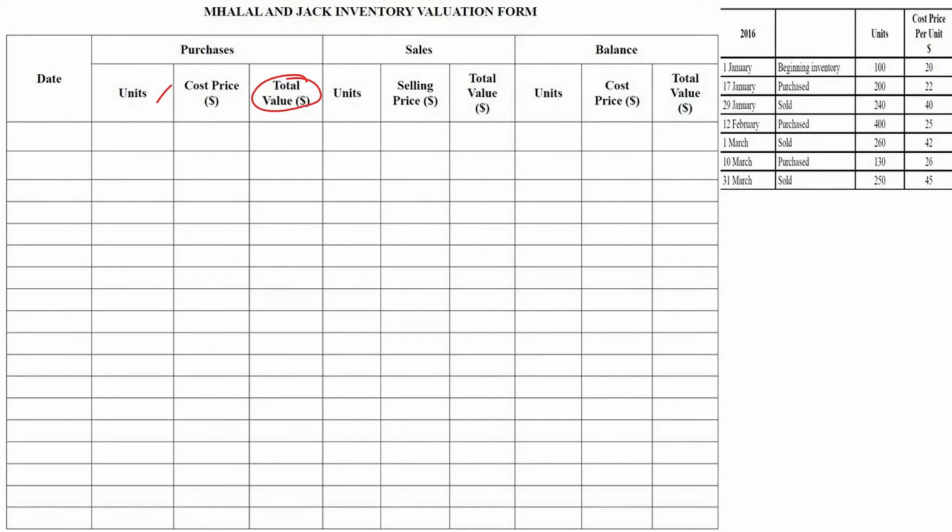Under our sales section, again, we have the units. That will be the number of units that was sold. We have the selling price, which would have been the selling price per unit. And our total value, which will be the units times the selling price. Under the balance, this would be our inventory that we have on hand after we've purchased or after we've sold some of our inventory. So this will be the number of units that we have on hand. This will be the cost price per unit that we actually have on hand. And again, the units times the cost price will give us the total value of the inventory that we have on hand currently.